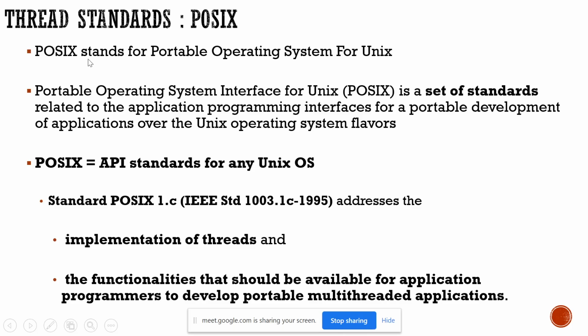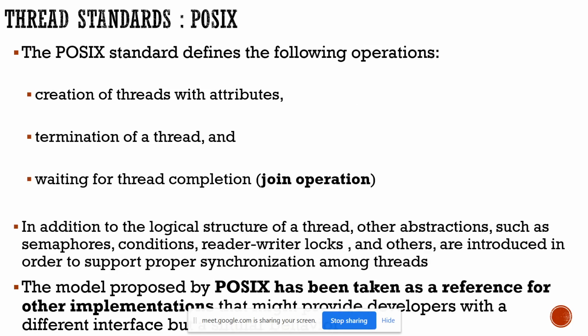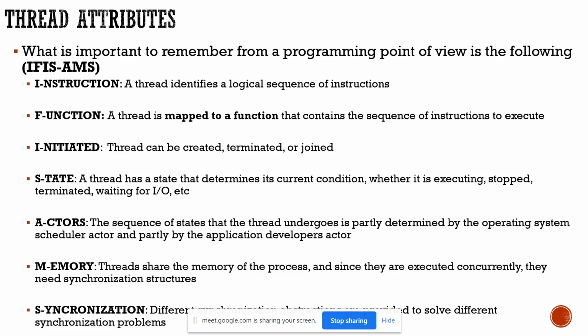POSIX is basically a standard defined for Unix operating systems. Because you have so many Unix flavors, right? You have Ubuntu, you have Red Hat Linux. What is common between them? POSIX is a common standard. If you're implementing a Unix operating system, then you have to follow POSIX. One of the things POSIX defines is how to write threads.